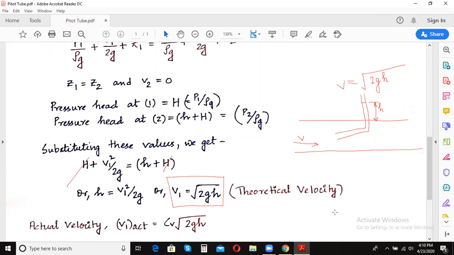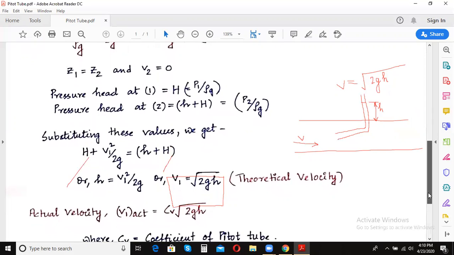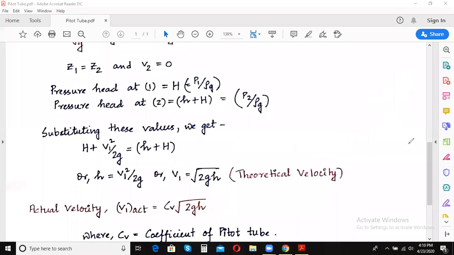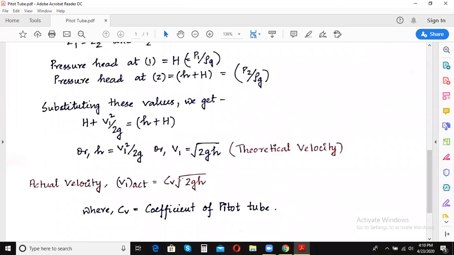In order to find the actual velocity, or for real fluids, you have to take a certain coefficient, known as the coefficient of pitot tube. So we multiply this value, root over of 2gh, with a coefficient written as Cv, which is equal to the coefficient of pitot tube. This is how you get the actual velocity of flow.